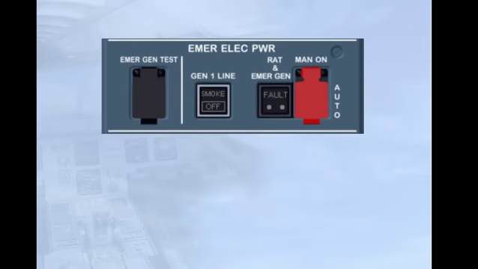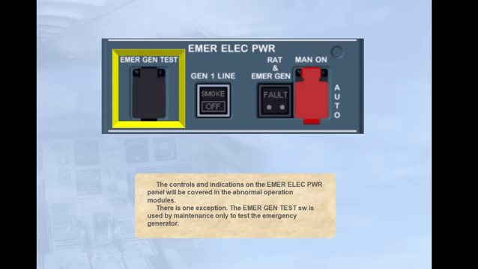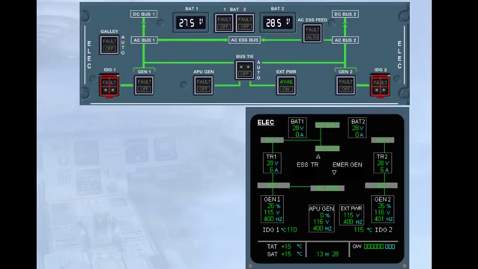The controls and indications on the emergency electrical power panel will be covered in the abnormal operation modules. There is one exception. The emergency generator test switch is used by maintenance only to test the emergency generator. In this module, you have seen the electrical configuration on ground, with both engines running and with APU generator and external power available. We will introduce the different possible configurations in the next modules.